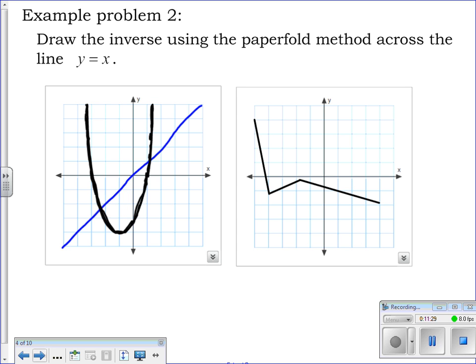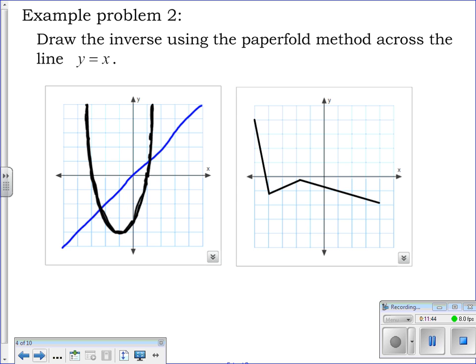Rub it really, really good. Just keep rubbing it.